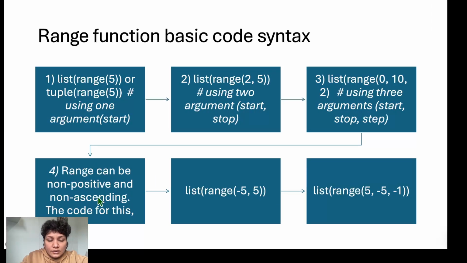And then the fourth is that range can be non-positive and non-ascending. That simply means that we can also have a non-positive range, like -5, -4, -3, and so on. In a simple way, it is like a reverse counter. The syntax for that is list(range(-5, 5)). Then if we want to do a non-ascending one, list(range(5, -5, -1)). This will be fun.